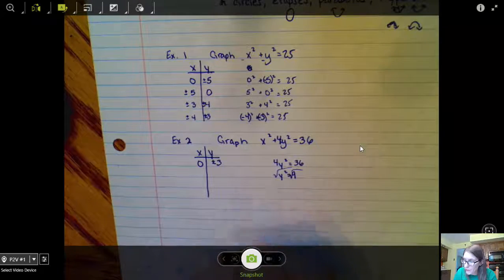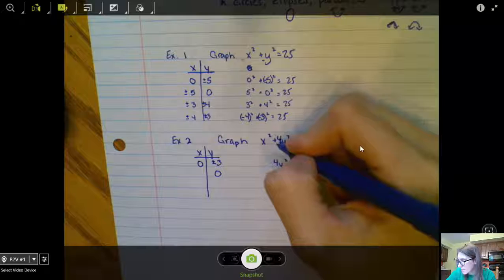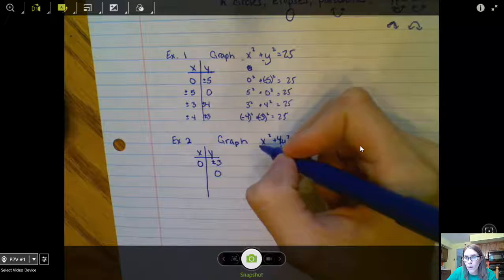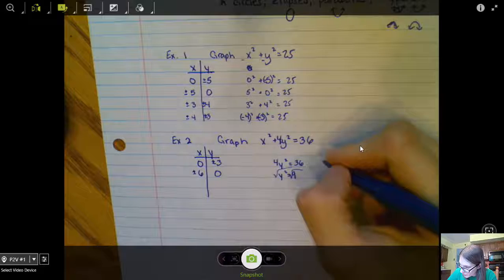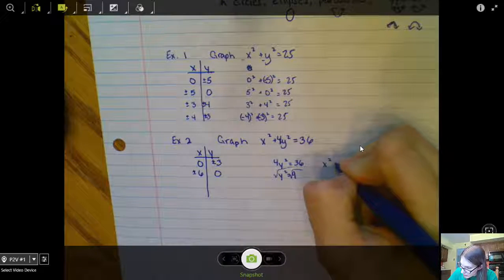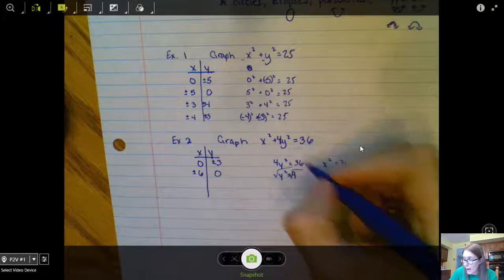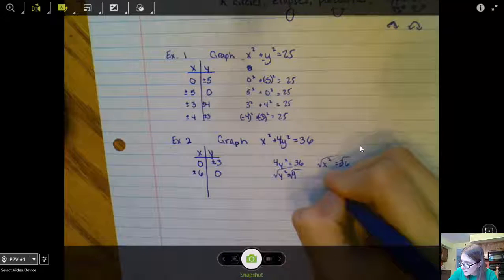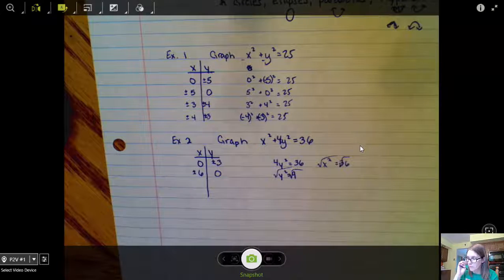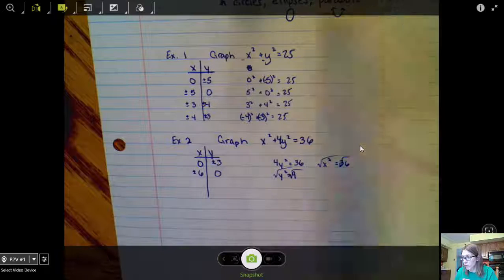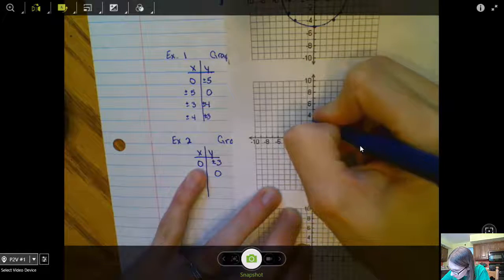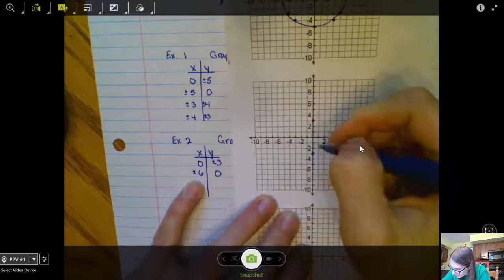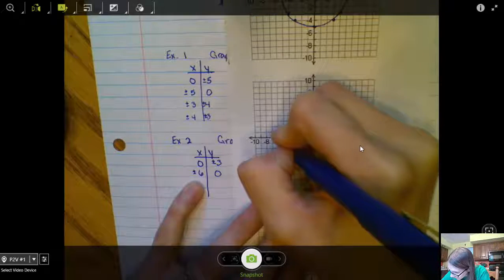And we could do the same thing for our y value. Let's put 0 in for y. So all of this would be 0. When is x squared equal to 36? At plus or minus 6. I'll write that out here too. X squared equals 36 because we plugged in 0 for y. Square root both sides. And we get the plus or minus 6 here. Let's plot those points and see what we can find out. I have the point 0, 3 and 0, negative 3. 6, 0 and negative 6, 0.